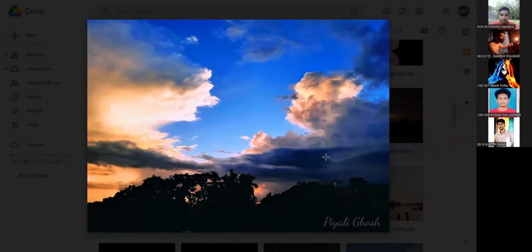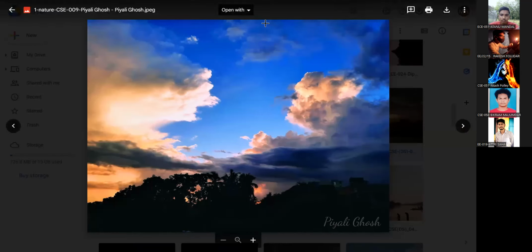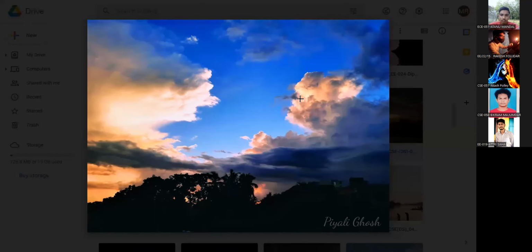It's a little difficult to predict what kind of picture it is. Is it a reflection on the water, or is it taken from a hill station? Whose picture is it? Piyali Ghosh from CSE. Yes, sir. Is it taken from the hill station? No, sir. It is taken from a terrace. At the bottom region, is it water? No, sir. Those are trees.